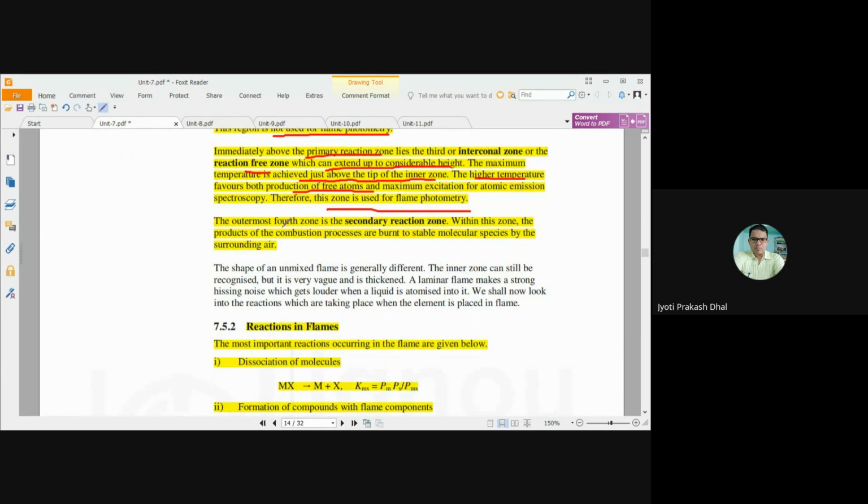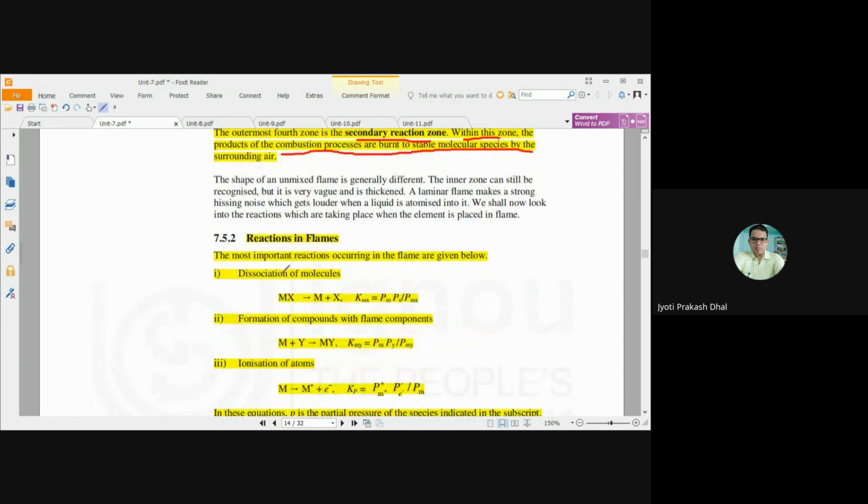And the outermost, that is the fourth zone, is called the secondary reaction zone. Within this zone, the products of the combustion processes are burned to stable molecular species by the surrounding air.